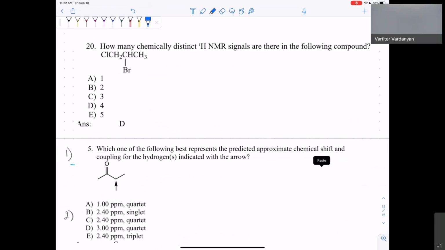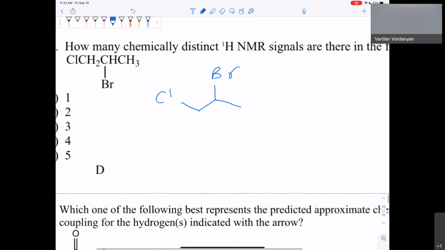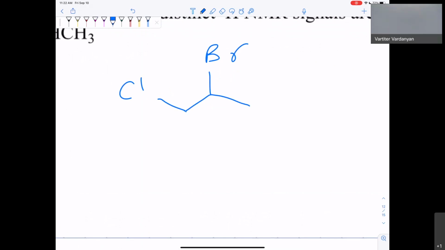This one, yes, I want it. So we have 1, 2, 3 carbons. We have 1 bromine, and we have a chlorine. So how many signals do we have? Don't look. For HNMR, what's the first thing we look for? Symmetry. Do we have symmetry? No. Okay, so what else are we going to look for?